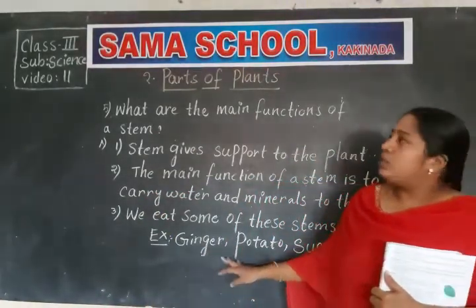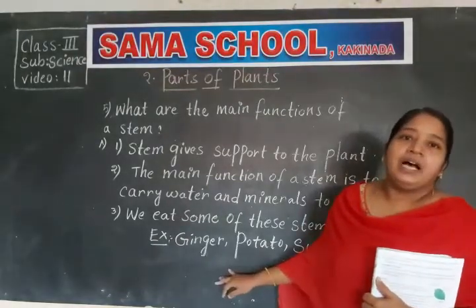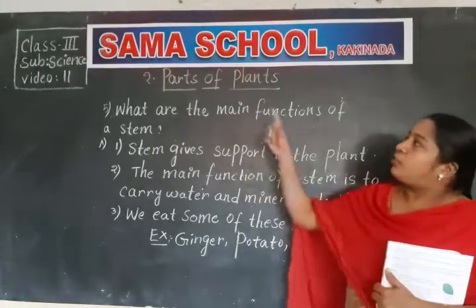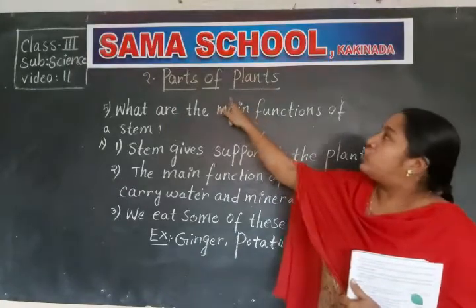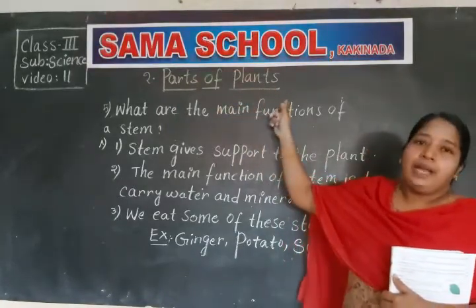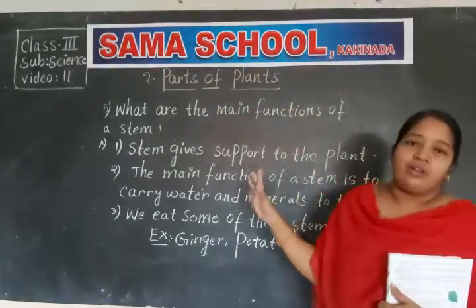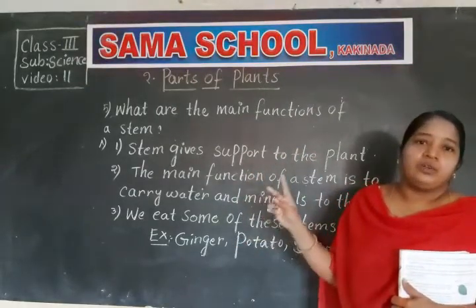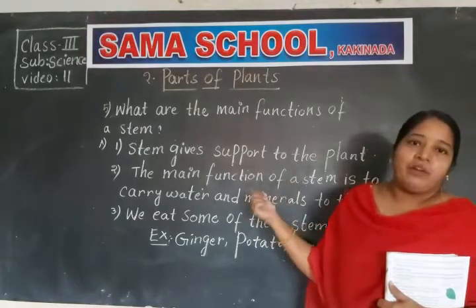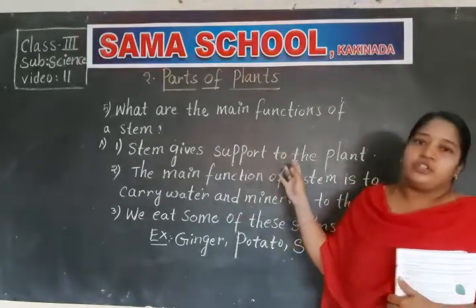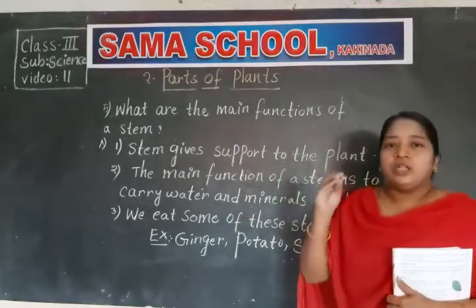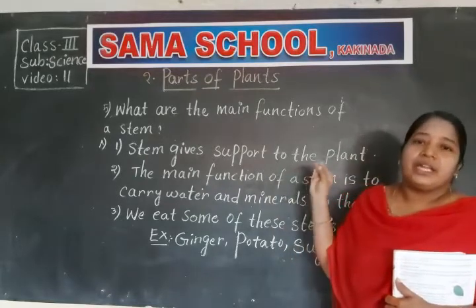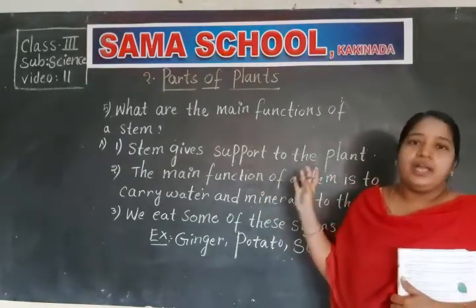Clear, children? So by this we completed our second lesson. What's the name of the lesson, children? Parts of plants. So we completed all the 5 exercises. What are the 5 exercises you have learned? Fill in the blanks, matching, true or false, give one example of each of the following, and question answers. Watch every video clearly, then you can easily understand each and every exercise.